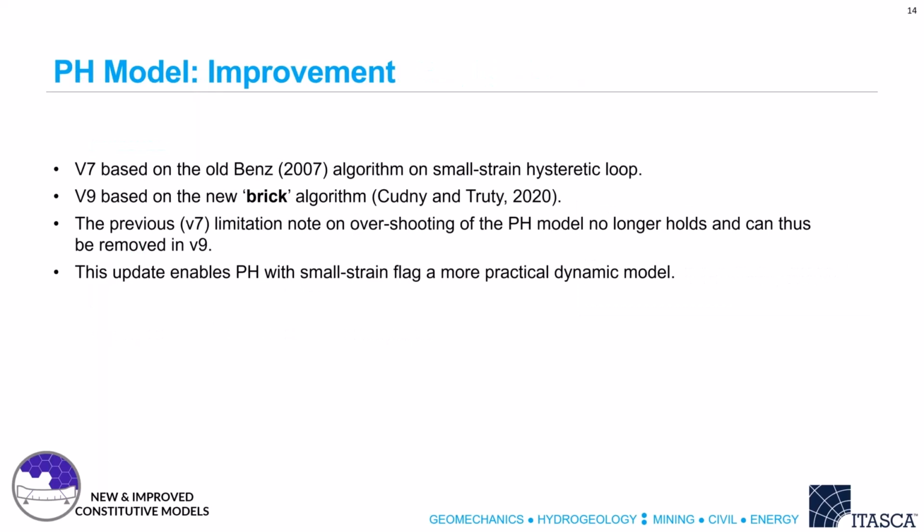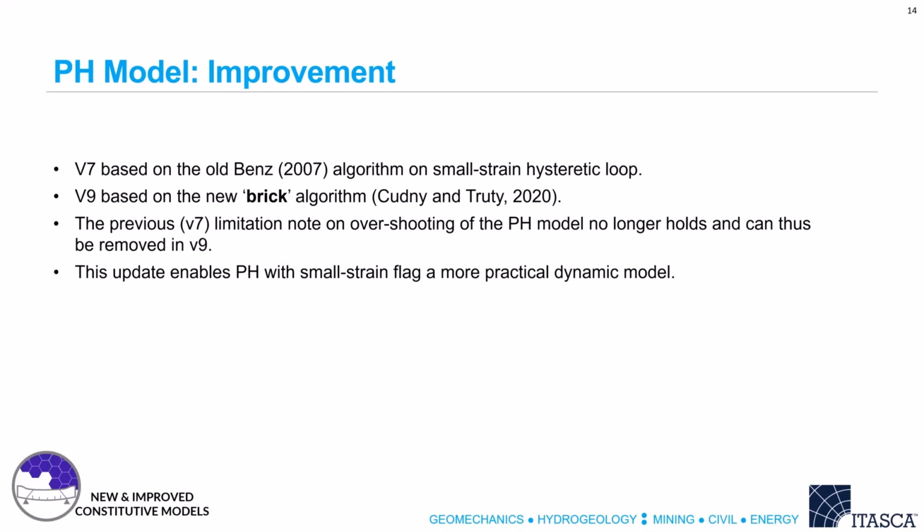So first, we talk about the plastic hardening model improvement. In version 7, the algorithm was based on Band's 2007 algorithm on small strain hysteretic loop. This algorithm has shortcomings because it has overshooting for nested hysteretic loops, and we thus added a note in the documentation saying that this model may not be used for dynamic analysis.